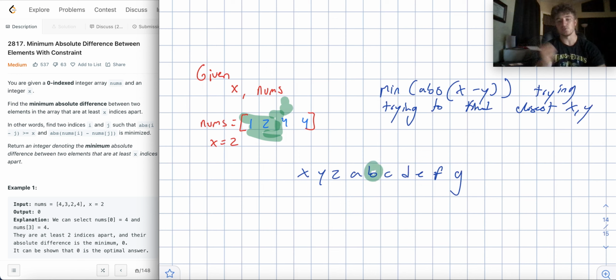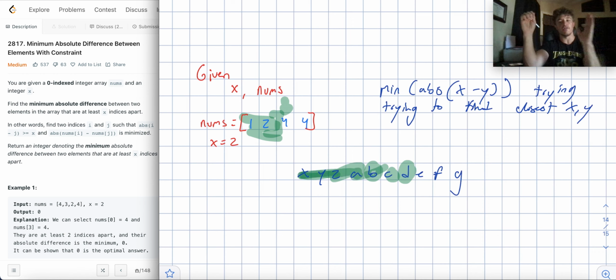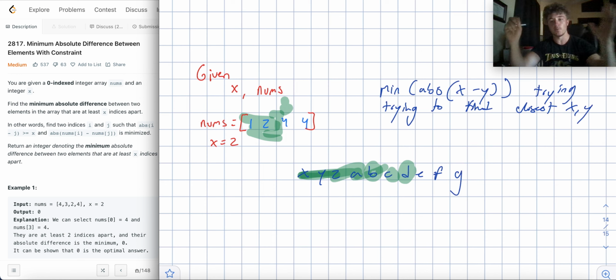So for B, if x was 2, you would look at x, y, z. And then if you looked at C, you would look at x, y, z, and A. For D, you would look at X, Y, Z, A, and B. So you look at each element and at all the things that are greater than or equal to X away from it, and find the minimums, and you do that for each thing.